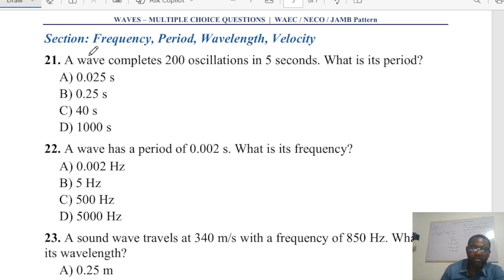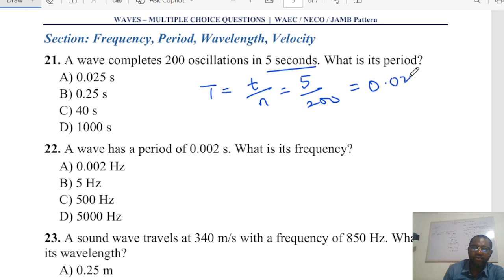So let's go. The first one says a wave completes 200 oscillations in 5 seconds. What is the period? Period is simply total time over number of oscillations. So the total time is 5 seconds. The number of oscillations is 200. Okay, so that is definitely going to give us 0.025. So A is the answer to this.